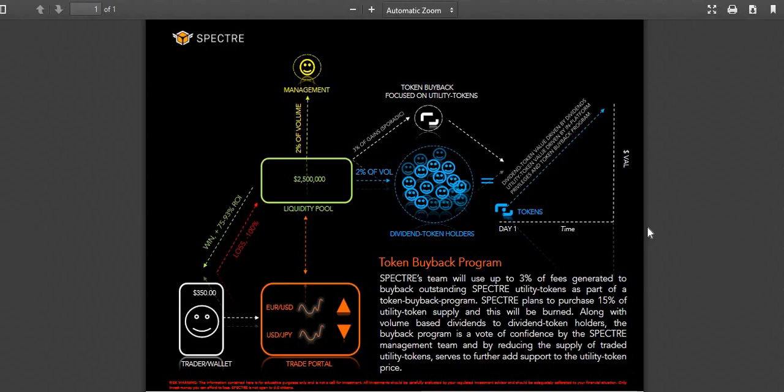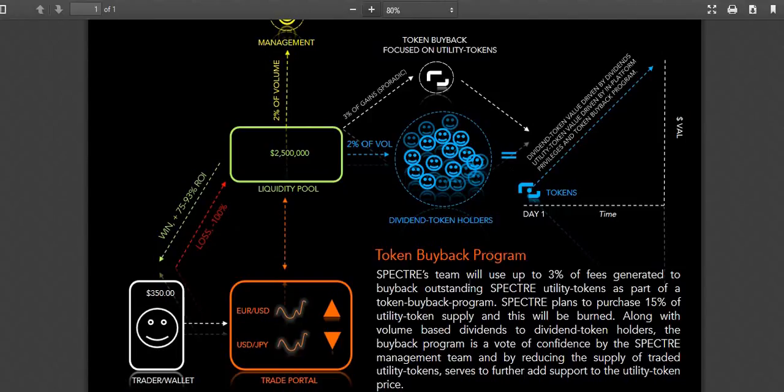If we move on to the Spectre token buyback program, basically they have promised to be putting a certain percentage of revenues from the trading platform into the tokens themselves. So let's go through this document real quick. Look at an individual. Let's say he's got $350 to trade. He's going to take that to the trading platform or the trading portal, and again, you can fund that with cryptocurrencies. And again, they go to the platform, so they make trades and they either win or lose.